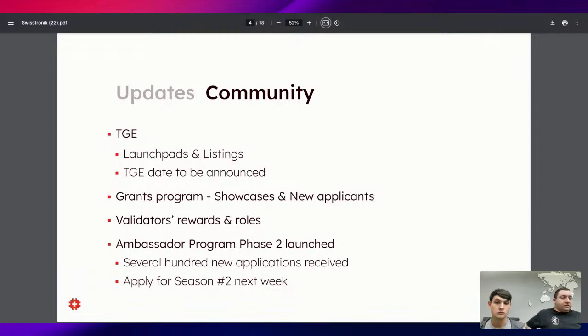Regarding the promotion and the community, in the first place, Ambassador Program Phase 2 has launched. We already received several hundreds of applications. We're going to review them during the next weeks, and we're quite happy to see you apply for the next season next week. And now let's go to the questions. That's all for the updates.